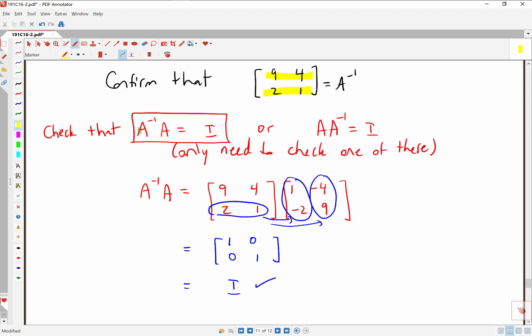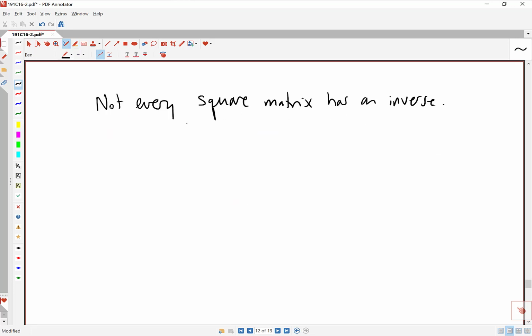Key formula that you want to keep in mind is just that when you take your inverse matrix and you multiply it by your original matrix, you get the identity. So that's all we're confirming there. In our previous discussion, we said not every square matrix has an inverse. So let's see an example of a square matrix that does not have an inverse.